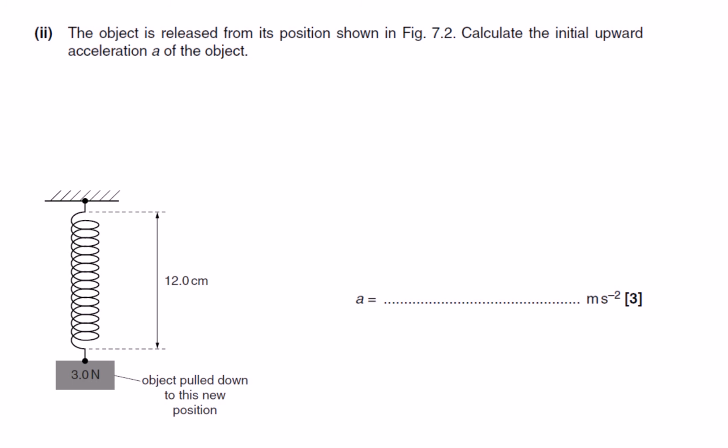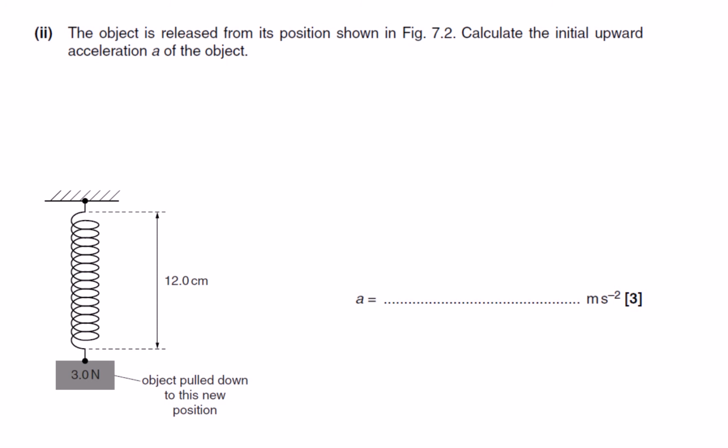Let's get on to part C. Okay, I said it was part C, it's not, it's part B, part 2. Okay, so let's have a look at this. We've got the object is released from its position shown in 7.2, so that's where we've been stretched down to 12 centimetres. And calculate the initial upwards acceleration A of the object.